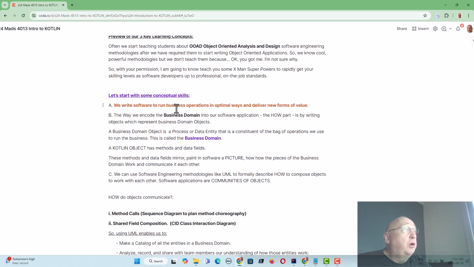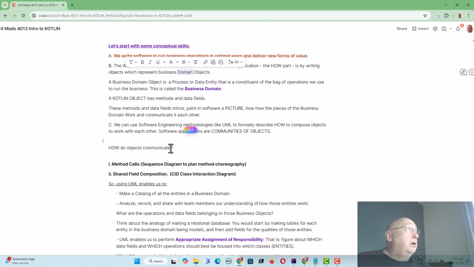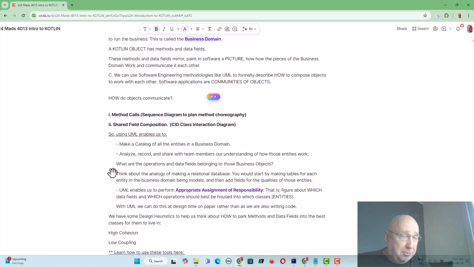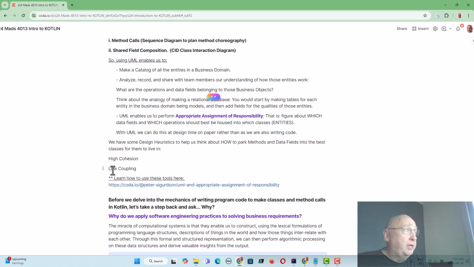So we write software to optimize the operation of our business. The way we encode a business domain is by writing objects which represent business domain objects, which are domain objects in the business domain. They become business objects in the realization programming domain. A business domain object is a process or data entity that is a part of the stuff, the data and the operations we use to run the business. A Kotlin object or any object has data attributes and methods which communicate by method calls and shared field composition, and we use UML to visualize, plan, and design that before we get to work.